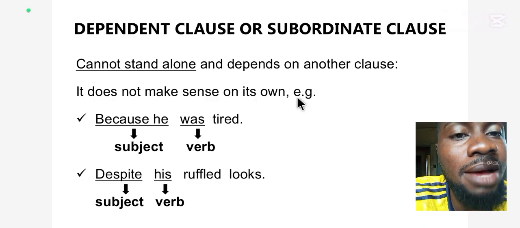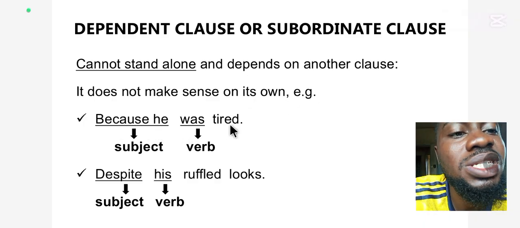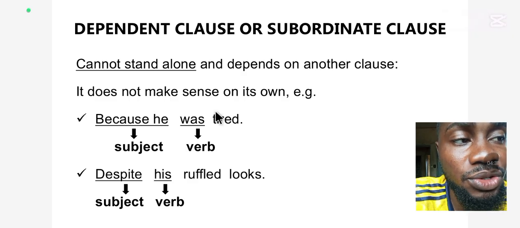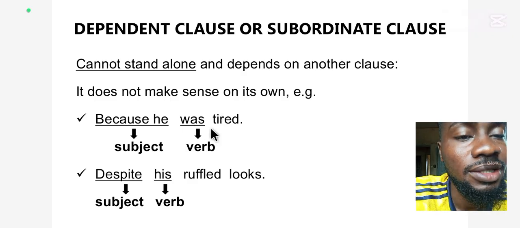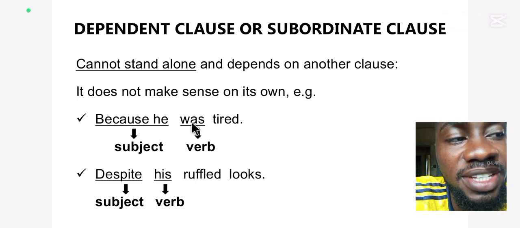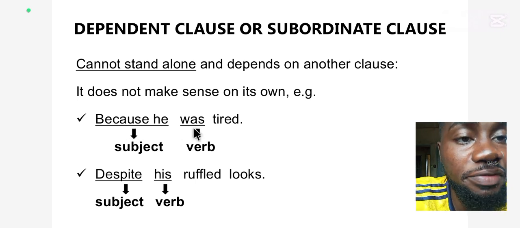Okay, for example, because he was tired. You can hear what I just read. Because he was tired. That doesn't make sense. It's like a half statement. It's not a complete statement. It does not make sense on its own, though it has the subject and the verb, which makes it a clause.